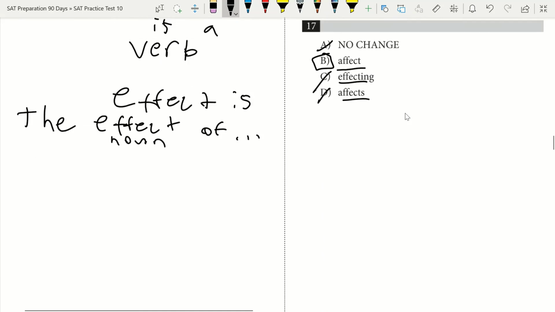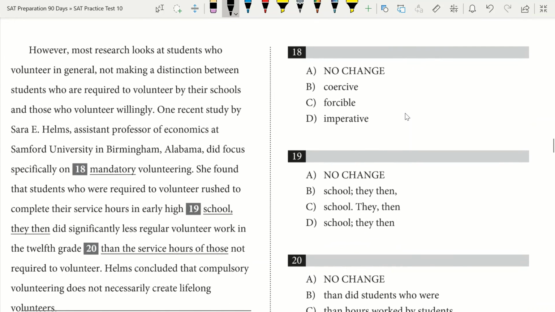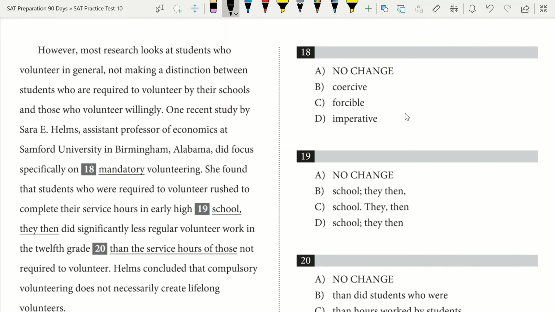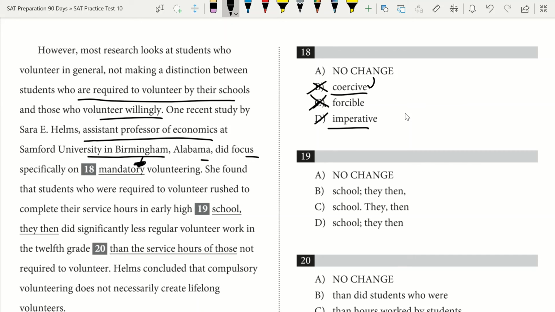We've got question 18. However, most research looks at students who volunteer in general, not making a distinction between students who are required to volunteer and those who do it willingly. One recent study by Sarah E. Helms, assistant professor of economics at Stanford University in Birmingham, Alabama, did focus specifically on mandatory volunteering. Okay, mandatory, that's the correct word. Okay, we are talking about not forcible volunteering, though it is required. They aren't doing it forcibly, they're not physically making them do it. But it is required by these schools. It's mandatory. So that's the correct word choice there. It's not imperative, not coercive. Coercive would mean something like they're persuading them.